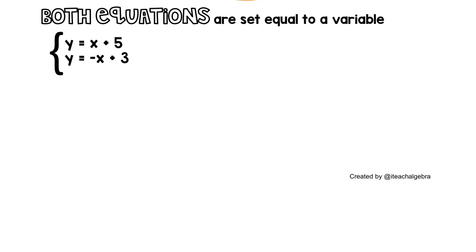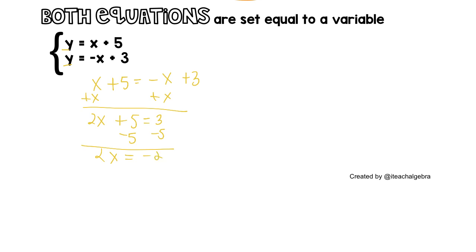Now we've got y equals x plus 5 and y equals negative x plus 3. If both of these are equal to y, that means they're equal to each other as well. So we can say x plus 5 equals negative x plus 3. Got to get those x's together, so we add x to each side. That's 2x plus 5 is 3. Subtract 5 from each side. 2x equals negative 2. Divide by 2, and that means x is negative 1.